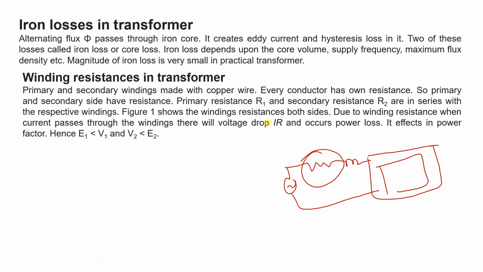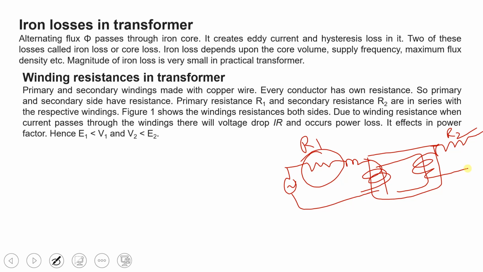This primary resistance is denoted by R1, and the secondary resistance is denoted by R2, and they are in series with the respective windings. So this is the explanation why we have R1 and R2 in the practical transformer as shown in the figure.